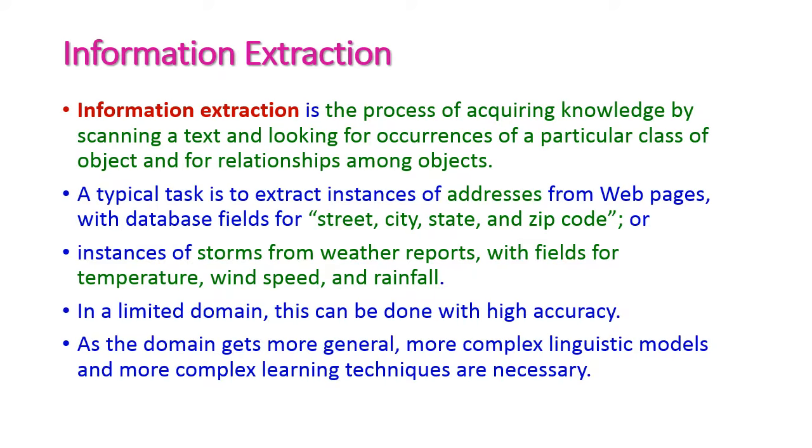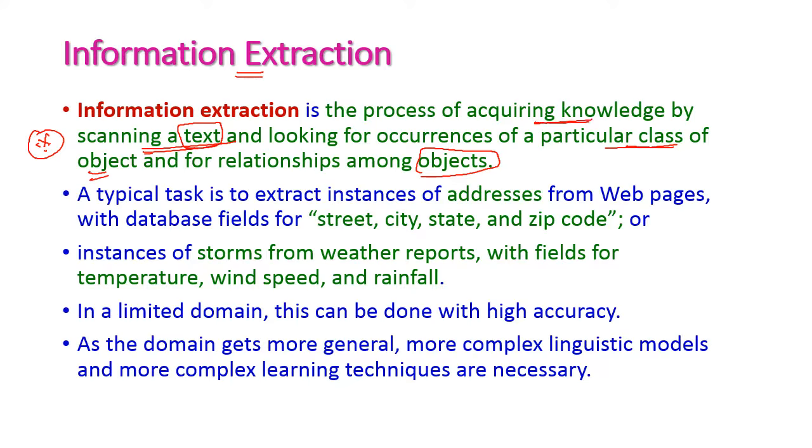What is information extraction? It is a process of acquiring knowledge by scanning text and looking for occurrence of particular class of objects and the relationship among objects. So this is called as information extraction. That is, by scanning a text, we try to get some knowledge from the text.